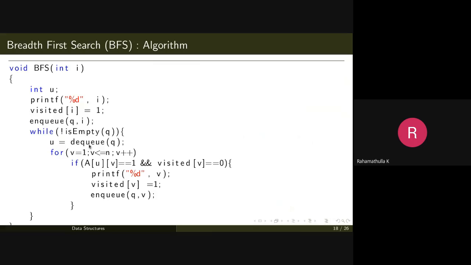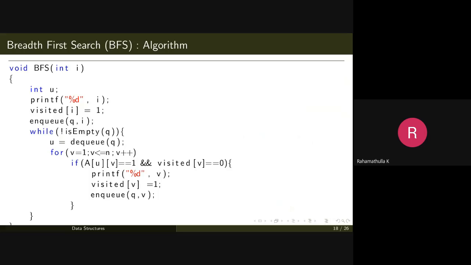You remove the first node U from the queue, then we check whether A[U][V] is equal to 1, whether there is an edge. We are using adjacency matrix representation here. If A[U][V] is 1, it means there is an edge between U and V, and visited V equal to 0, meaning it is not already visited. If the vertex is already visited, then we'll not consider it. Otherwise, we'll consider it and printf V. V is visited, so we'll mark visited V equal to 1. Then we'll enter it onto the queue. Then the while loop continues until the queue is empty.